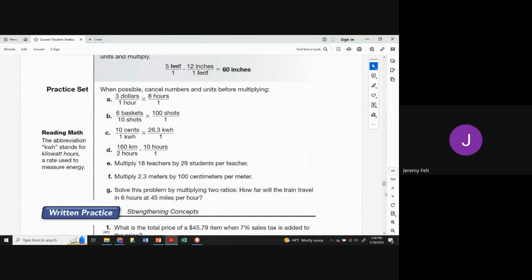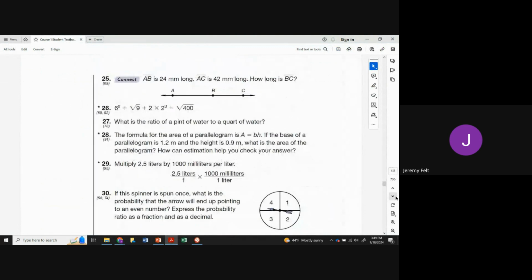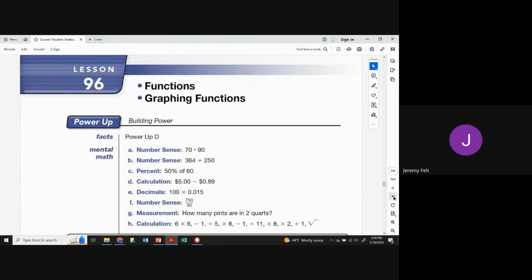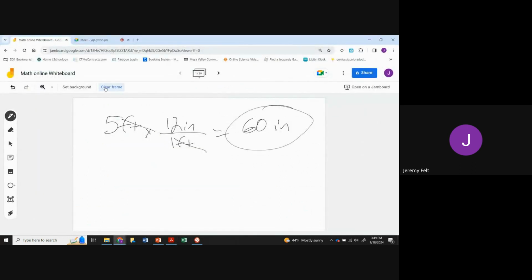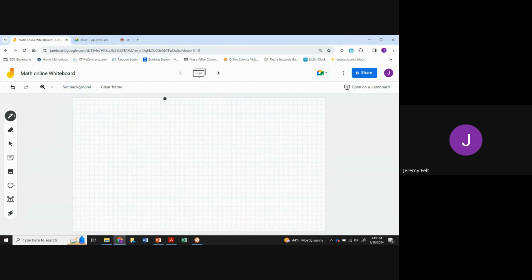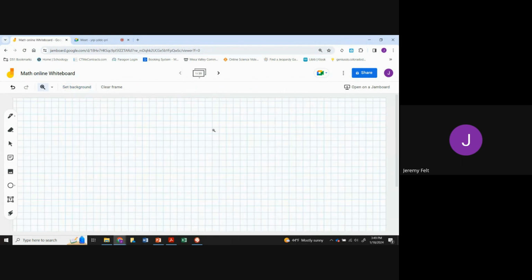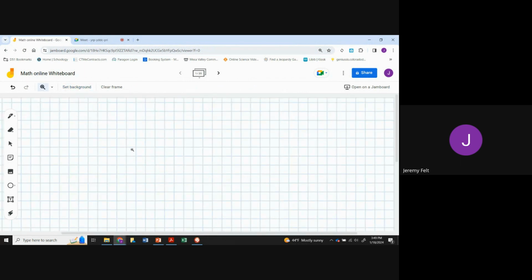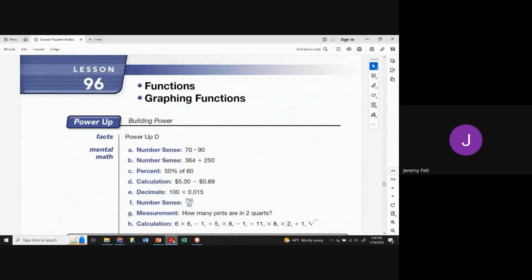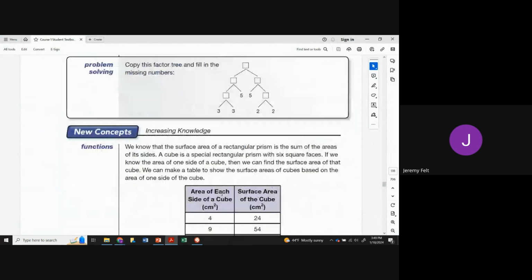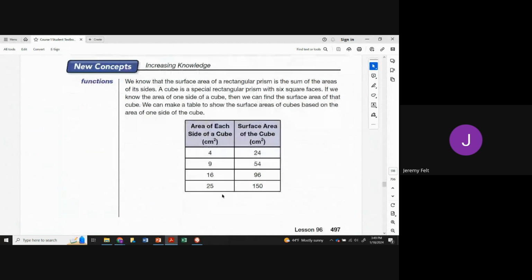We'll go over those practice set problems in class. And the last lesson we're looking at is functions and graphing functions. This is where having graph paper helps you out. So the graph, even if you do the best you can to be neat, sometimes it is difficult.